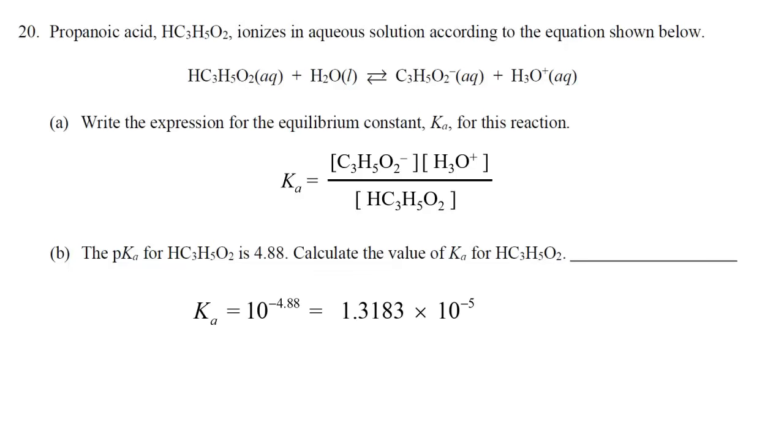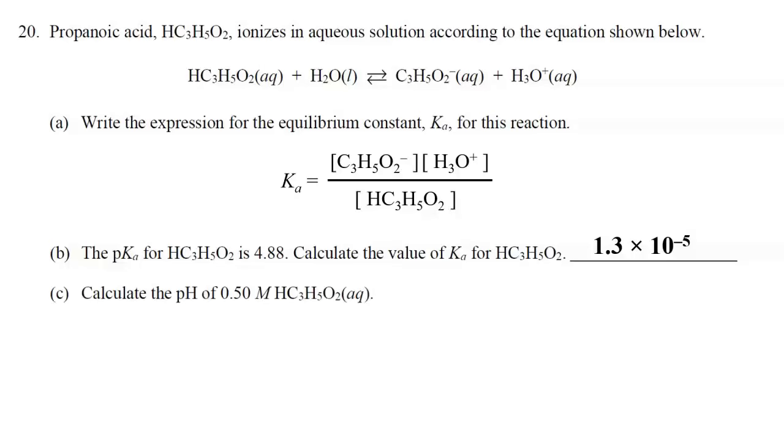So based on that rule, I'm going to go ahead and round off my Ka to two significant figures. So that Ka value would be 1.3 times 10 to the negative 5. So that is my answer to part B. The Ka for propanoic acid is 1.3 times 10 to the negative 5. Now let's move on to part C of this question.